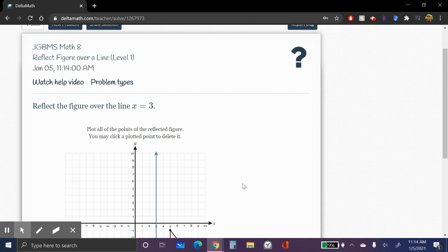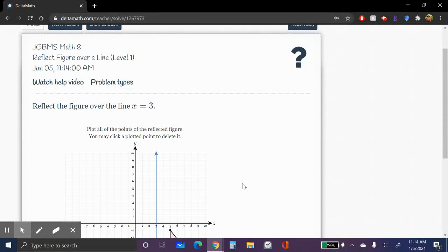In today's video, we are going to be looking at reflections. When you think of a reflection, it's a type of transformation where you're basically mirroring an image across an axis or a line. When you think of reflection, you think of how you see yourself in the mirror.